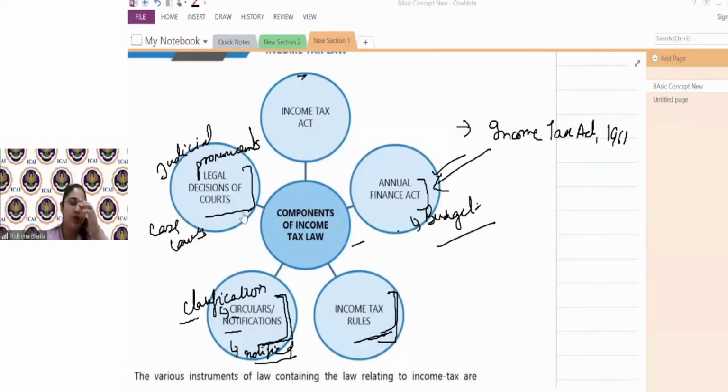Case laws as such are not applicable for CA inter-examination, intermediate examinations. You don't have to refer or write any judicial pronouncement. But yeah, at some very less places, it would be just given a small clarification on.